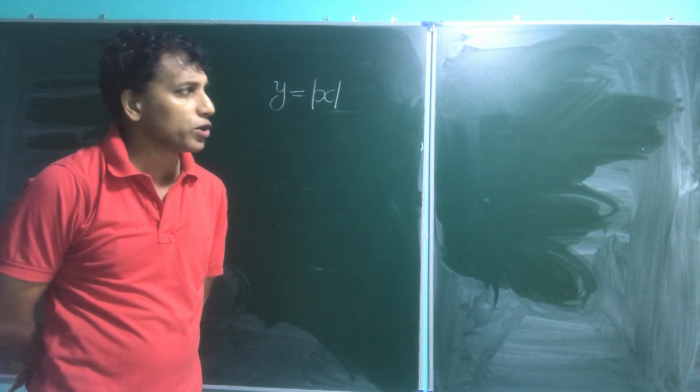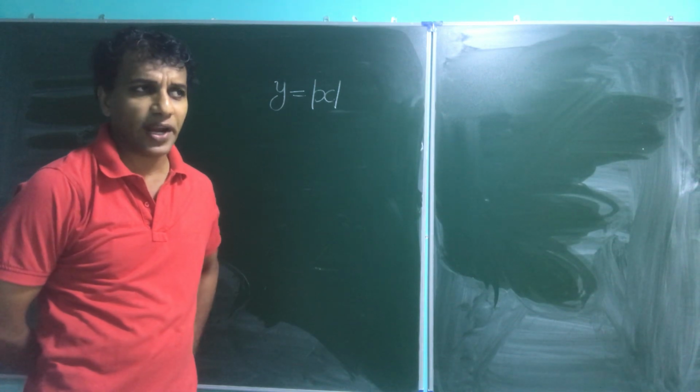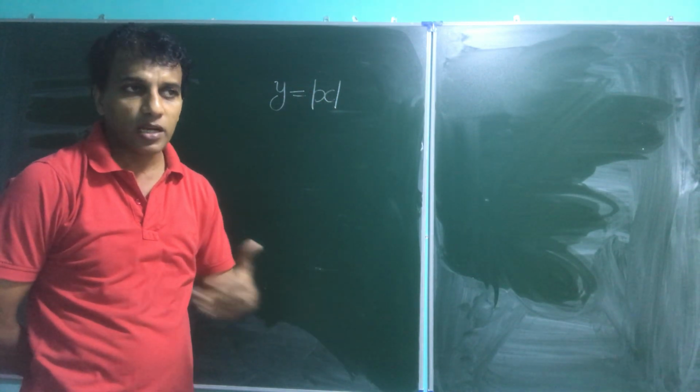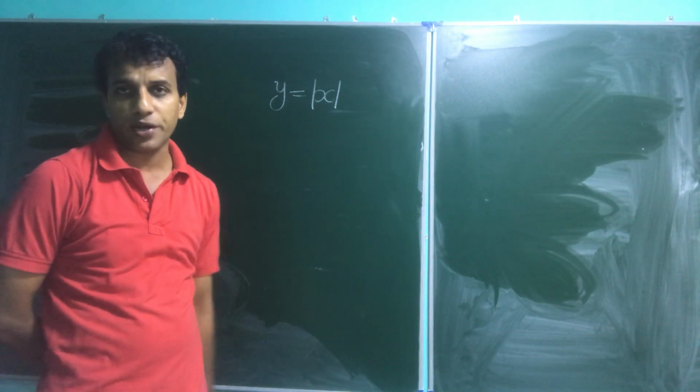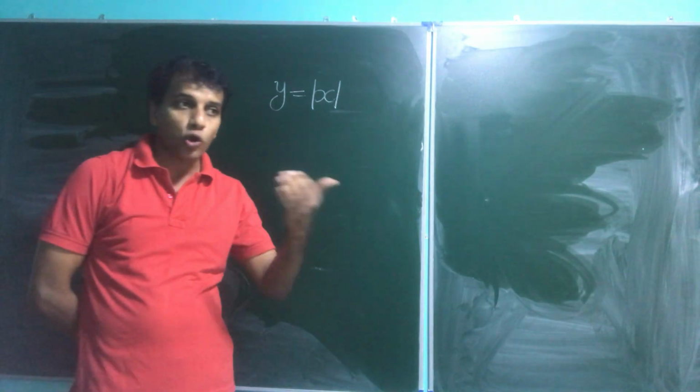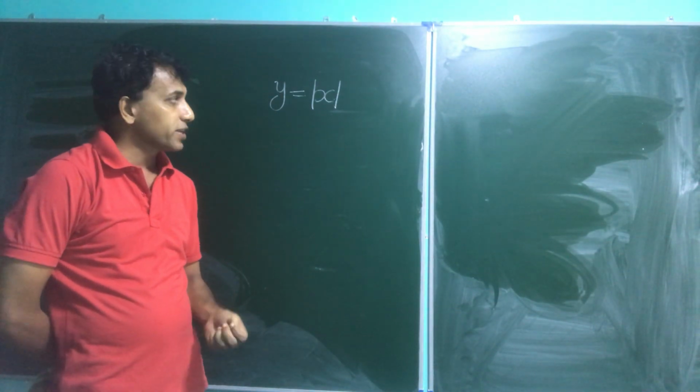So if there is no modulus symbol, that's your primary, I think grade 9 mathematics. Y equal x, you know, y equal mx, a straight line through the origin, right? So here y equal modulus x. See how to draw this graph and what are the properties.